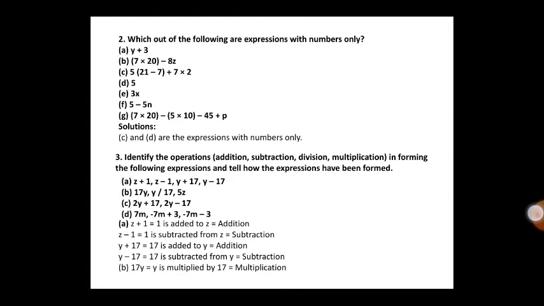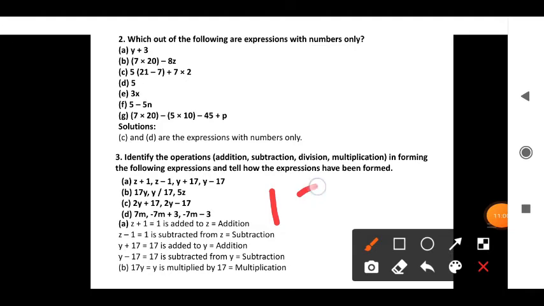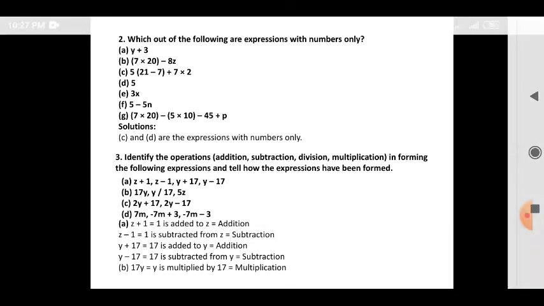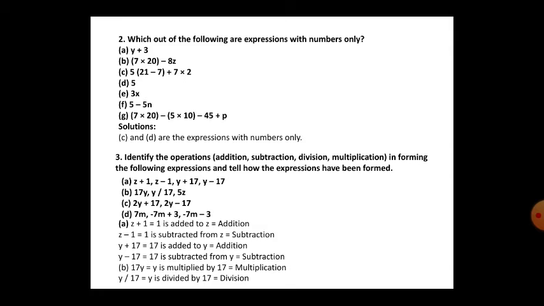Second question. Second you see here. There is no symbol between them, which means you can understand there is a multiplication. So 17y, 17 into y. So here y is multiplied by 17. So multiplication. y divided by 17 equals y is divided by 17. So it is division. So like that you have to write, that's it.